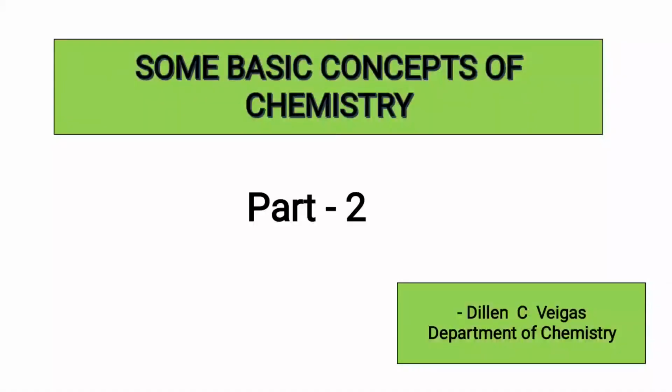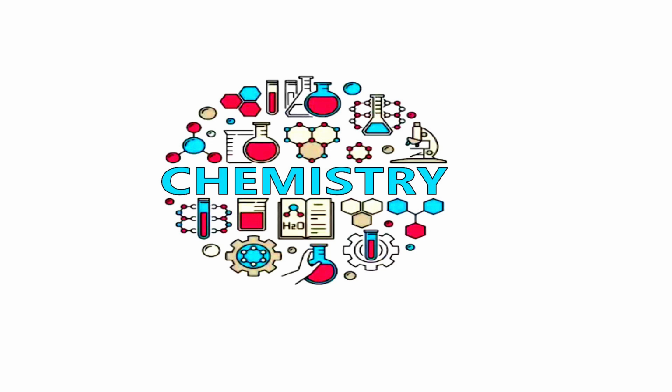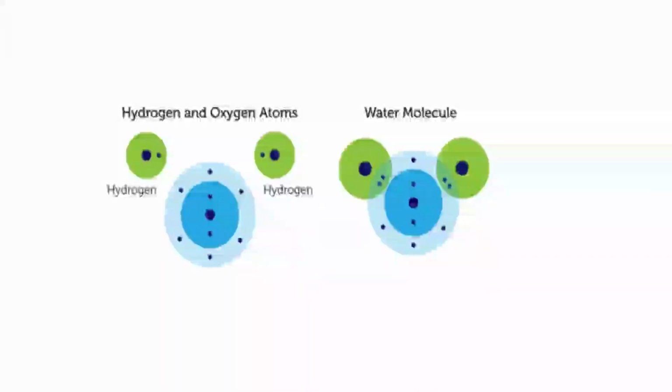Some basic concepts of chemistry, part 2. We have already studied in part 1 that chemistry deals with matter and matter is made up of a large number of atoms and molecules, which are said to have extremely low masses and are present in very large numbers.